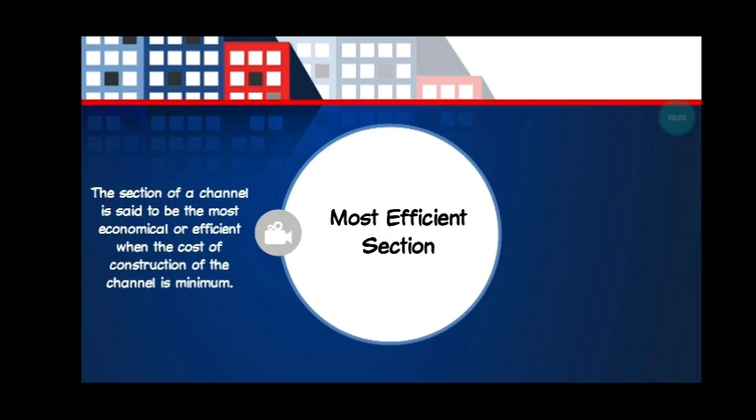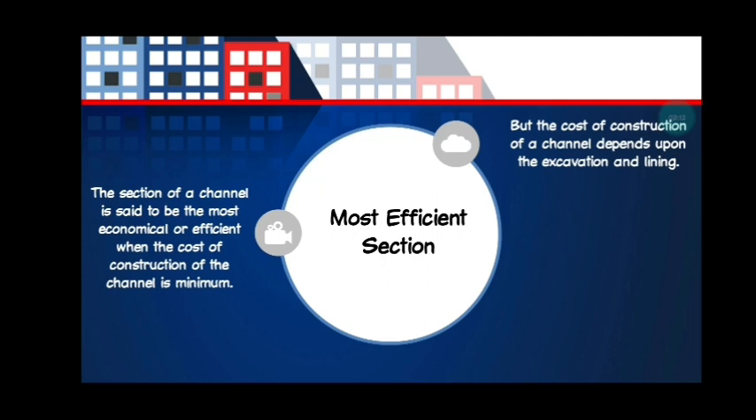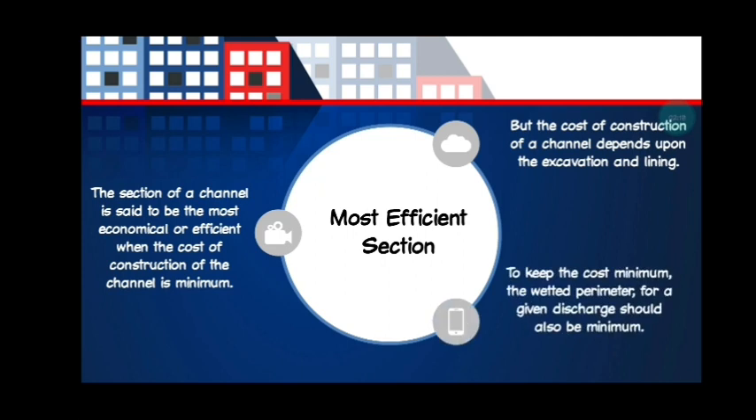The section of a channel is said to be most economical or efficient when the cost of construction of the channel is minimum. But the cost of construction of a channel depends upon the excavation and lining. So, to keep the cost minimum, the wetted perimeter for a given discharge should also be minimum.